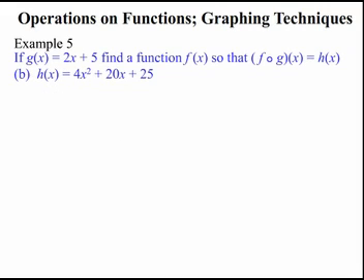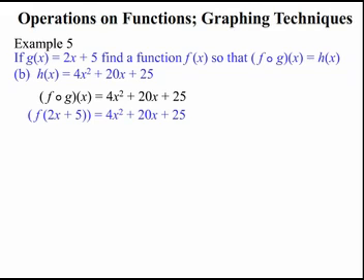B, we have h of x is equal to 4x squared plus 20x plus 25. So again, we're going to have f of g of x is equal to that, or f of 2x plus 5 is equal to 4x squared plus 20x plus 25. If you look carefully at this one, you can think, 2x plus 5 has a relationship with 4x squared plus 20x plus 25. All you need to do is square it and you will get that. So 2x plus 5 all squared equals that, which means all we need for f of x to be is x squared.